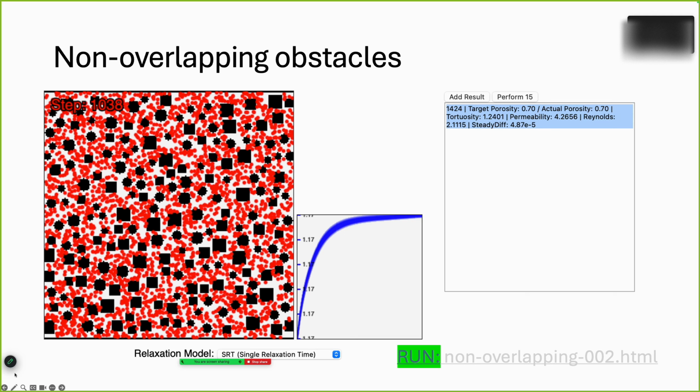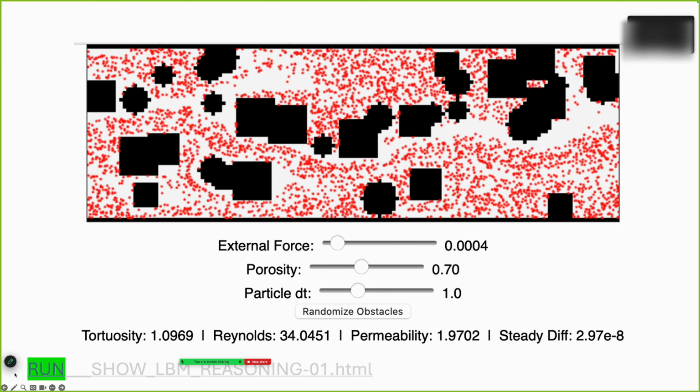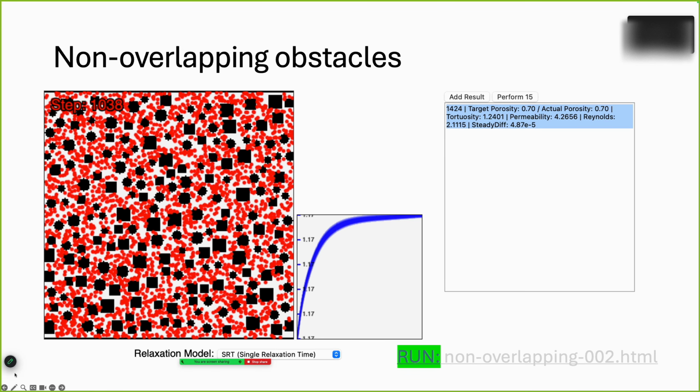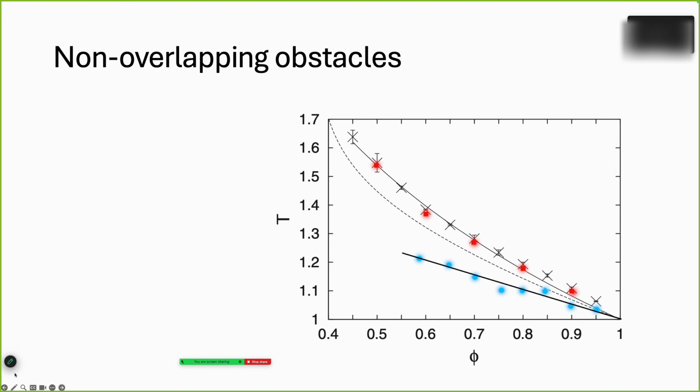Okay, we have those obstacles, but they no longer overlap, because in the previous one they could overlap. And this is a result for the overlapping. Then I said, okay, so I do non-overlapping. This has immediate consequences. For instance, you cannot go to the percolation threshold, because those non-overlapping obstacles have some separation distance. Then I got results like that.